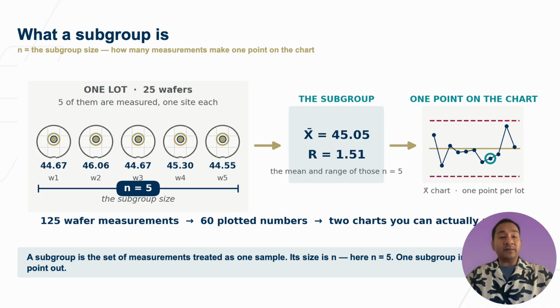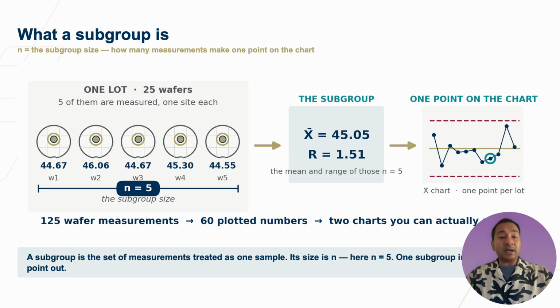That is all n ever means in this course, the subgroup size. How many measurements go into one plotted point? You will see from here on everywhere that the x bar limits use A2, which depends on n. Sigma hat uses d2, which depends on n.